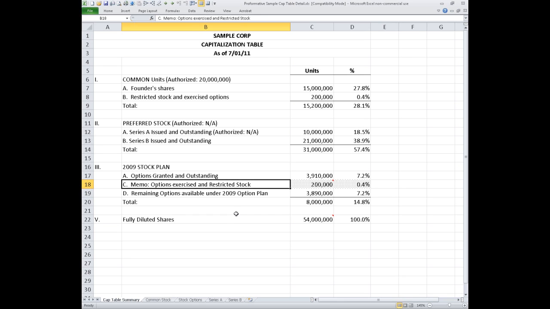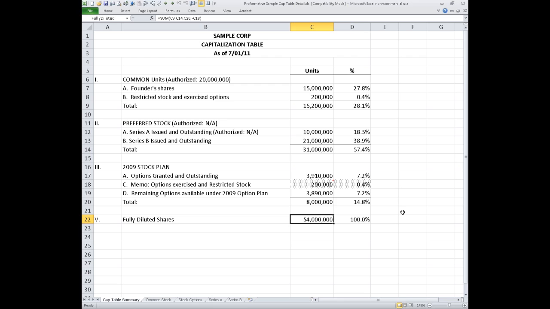This also has a memo item here that says options exercised or restricted stock. These are our options, once they're exercised, actually typically become common shares. So once they're exercised, they kind of move from this area, area 3, in this example, up into the common stock area. So here you can see those restricted shares, 200,000, but I put a memo here just so that you can total up the total number of shares and have it tally to the total that you would expect out of your total option pool, for example. And then at the end of the day, all of this totals up to your fully diluted shares. And once again, this is on an as-converted basis. So that's the cap table summary.